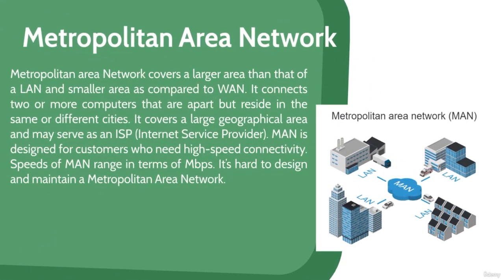A metropolitan area network, MAN, covers a larger area than a LAN and a smaller area as compared to a WAN. It connects two or more computers that are apart but reside in the same or different cities. It covers a large geographical area and may serve as an ISP, Internet Service Provider. MAN is designed for customers who need high-speed connectivity. Speeds of MAN range in terms of Mbps. It's hard to design and maintain a metropolitan area network.